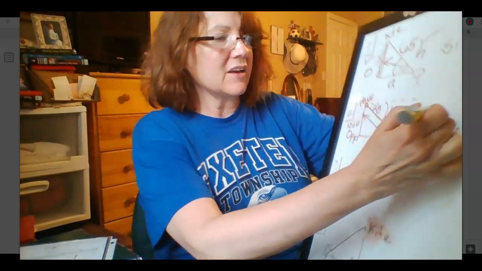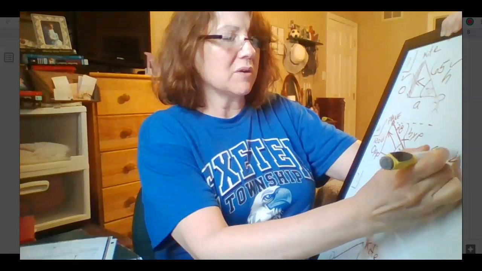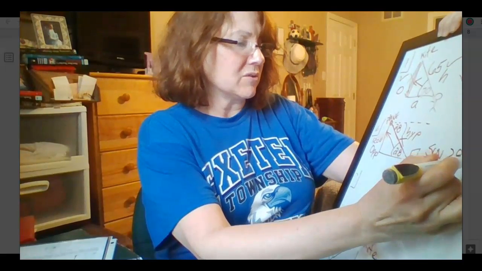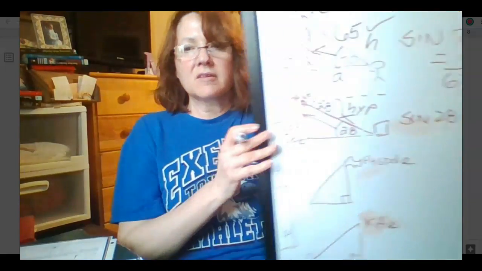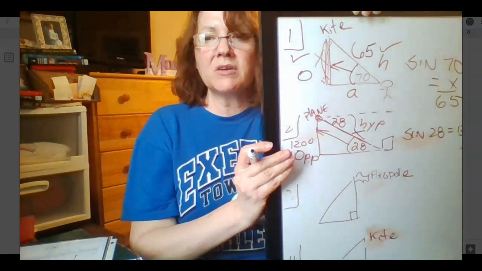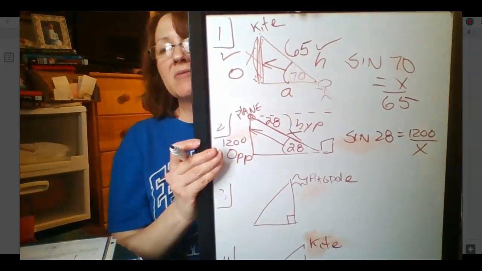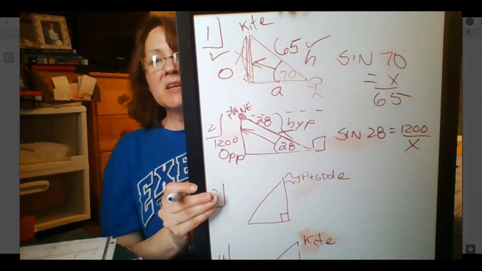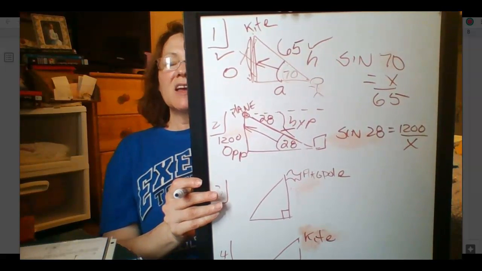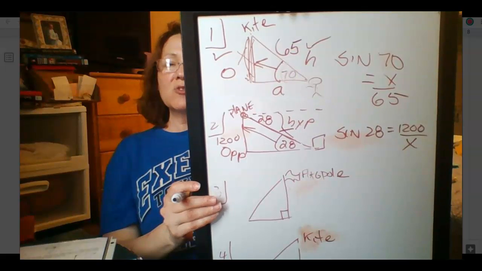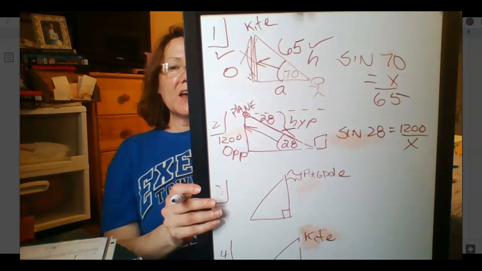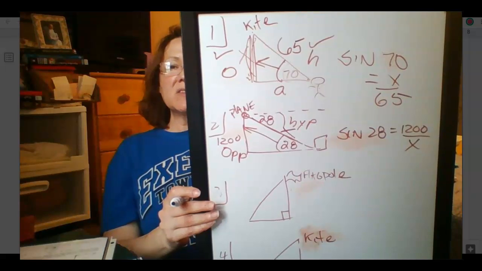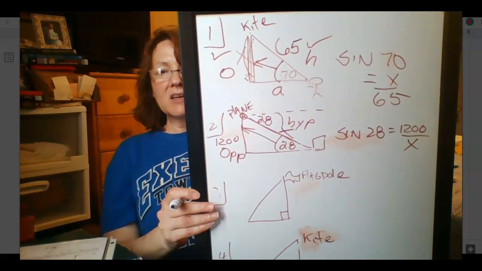So I'm going to say the sine of 28 equals 1200 over x. Okay, but something you're going to have to realize with that is that you have to do the switcheroo, right, with that. Where sine of 28 is, you're going to have to put the x, and where the x is, you put the sine of 28. So you would write x equals 1200 divided by the sine of 28 to figure that one out.